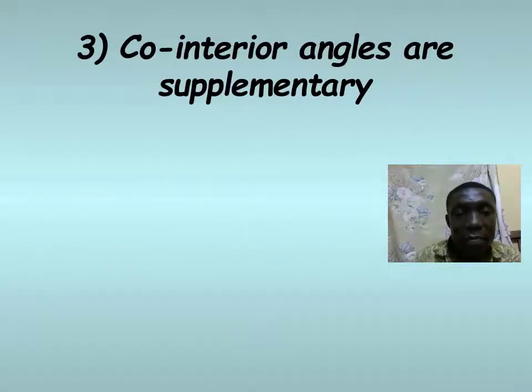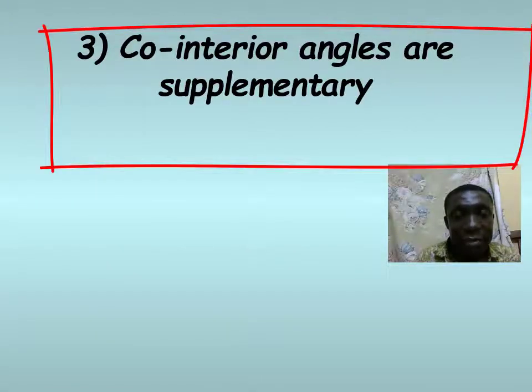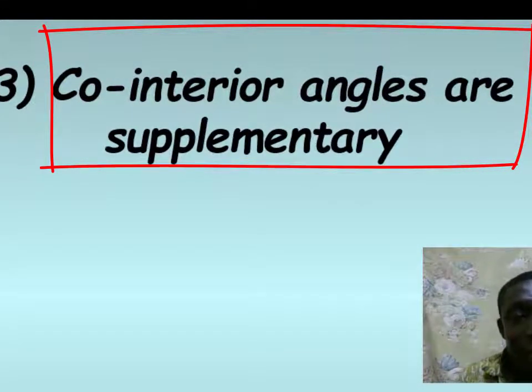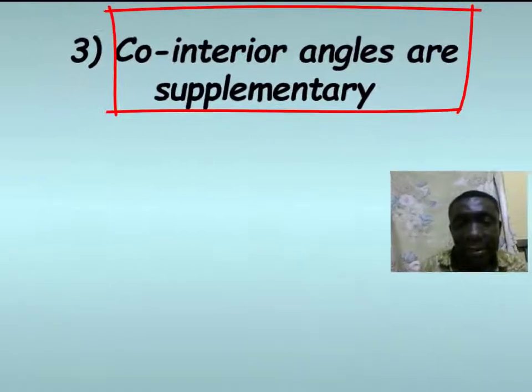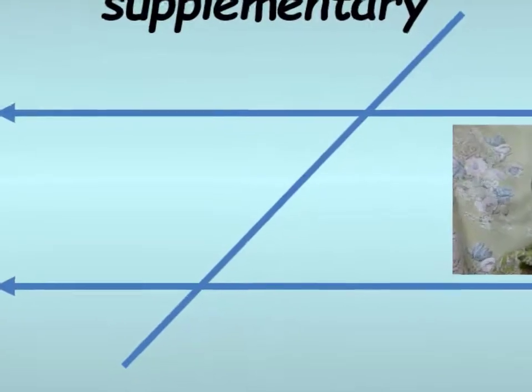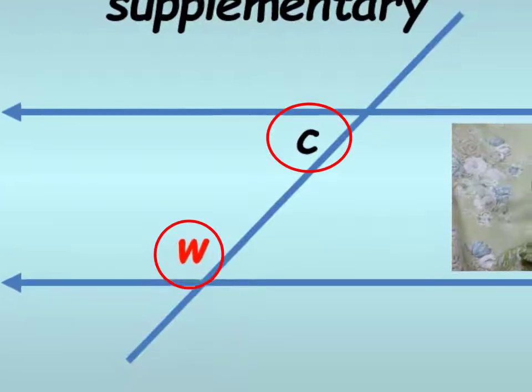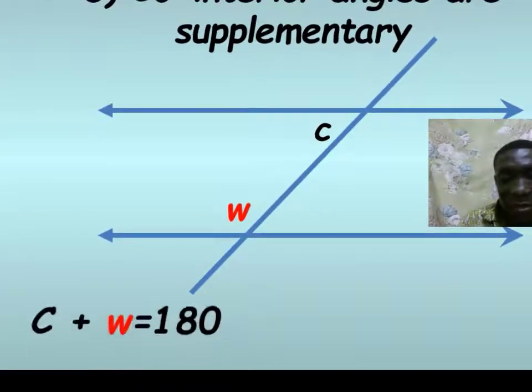Property 3 of parallel lines: co-interior angles are supplementary. When we talk about supplementary, it means that they add up to 180 degrees. Let's see the illustrations. Angle C plus angle W, co-interior angles. When you add them, it should give you 180 degrees.